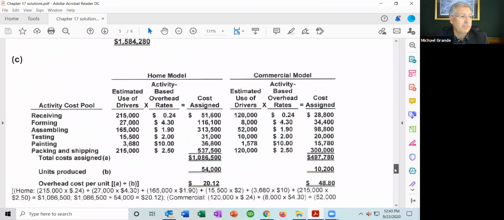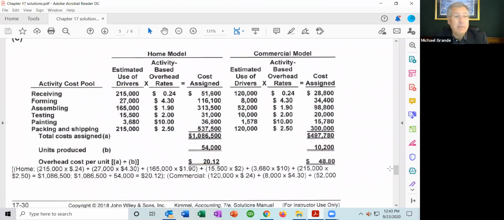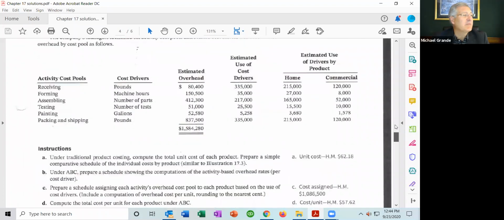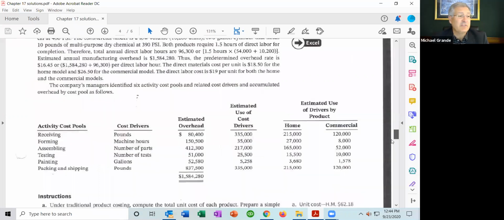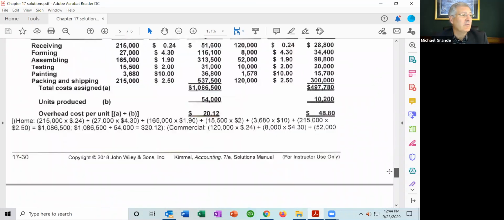Okay. Well, we're interested in manufacturing overhead costs per unit. So we need to do what? Divide it by the number of units. So for home, they expect to have 54,000 units. For commercial, 10,200 units. Where does that information come from? Comes from the beginning of the problem, where they tell you the home model is a high volume, 54,000 units. The commercial model is a low volume unit, 10,200 units. That's where that information comes from. So that you're now able to do what? Calculate overhead cost per unit.